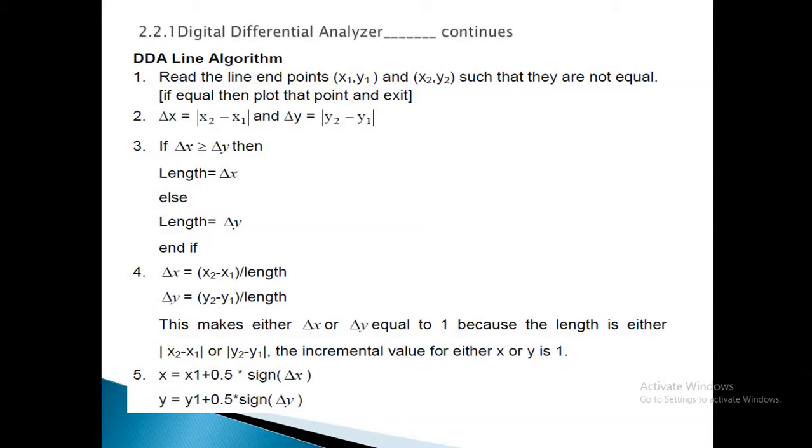The next step is x is equal to x1 plus 0.5 into sign of delta x, and y is equal to y1 plus 0.5 into sign of delta y. These two equations of step number 5 are used if we get a decimal point; with the help of these two equations we find the x and y coordinates.